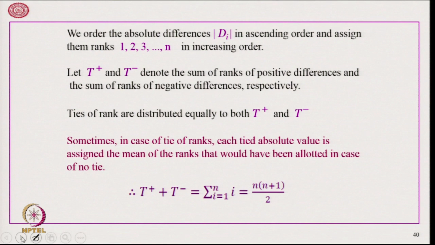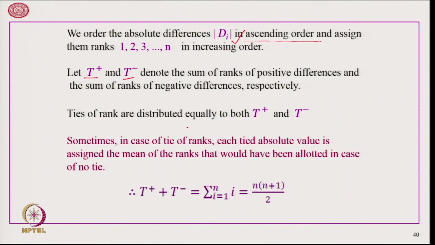Now, what we do? We look at the absolute value of the difference d i for all the n observations x 1, x 2, x n. Let T plus be the sum of ranks of the positive differences and T minus be the sum of ranks of the negative differences when we arrange all these d i's in ascending order of magnitude.